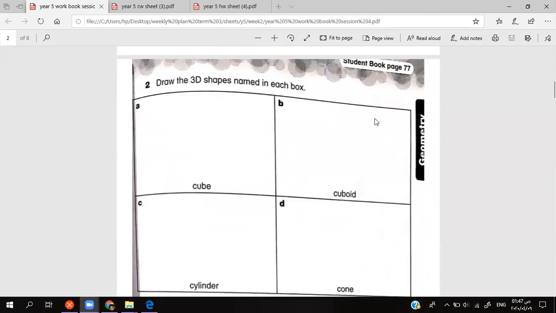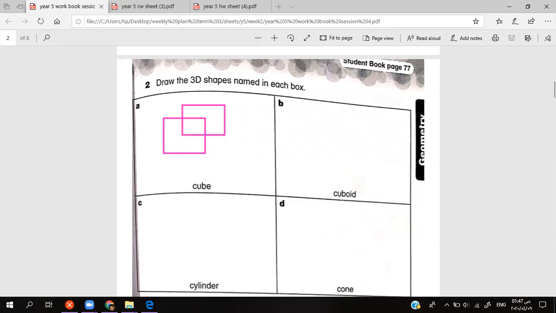Now we're on page 155. Draw 3D shapes. Of course, it's very difficult for me to draw. I don't know if I can draw using this. But I'm gonna try.